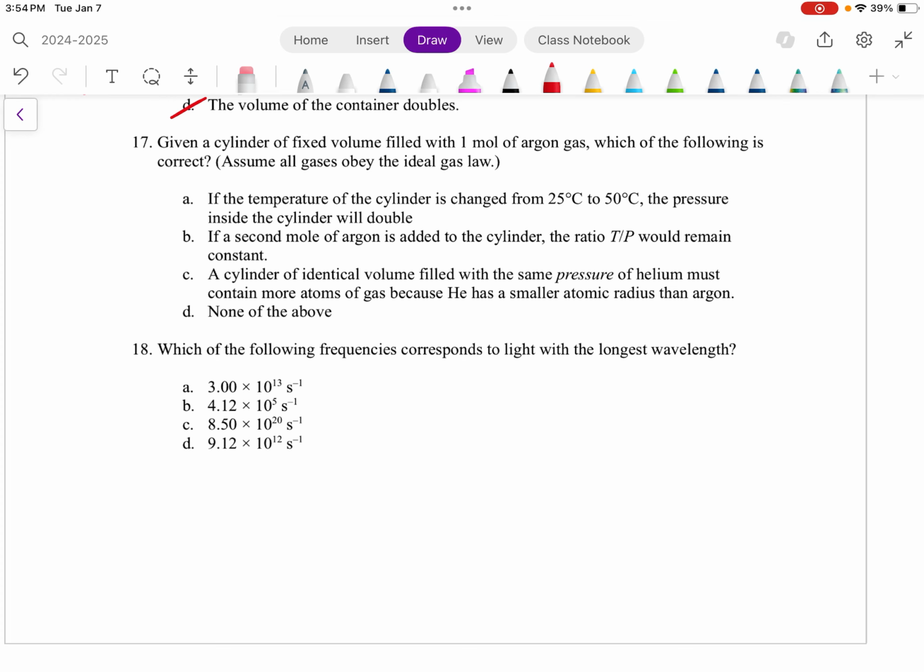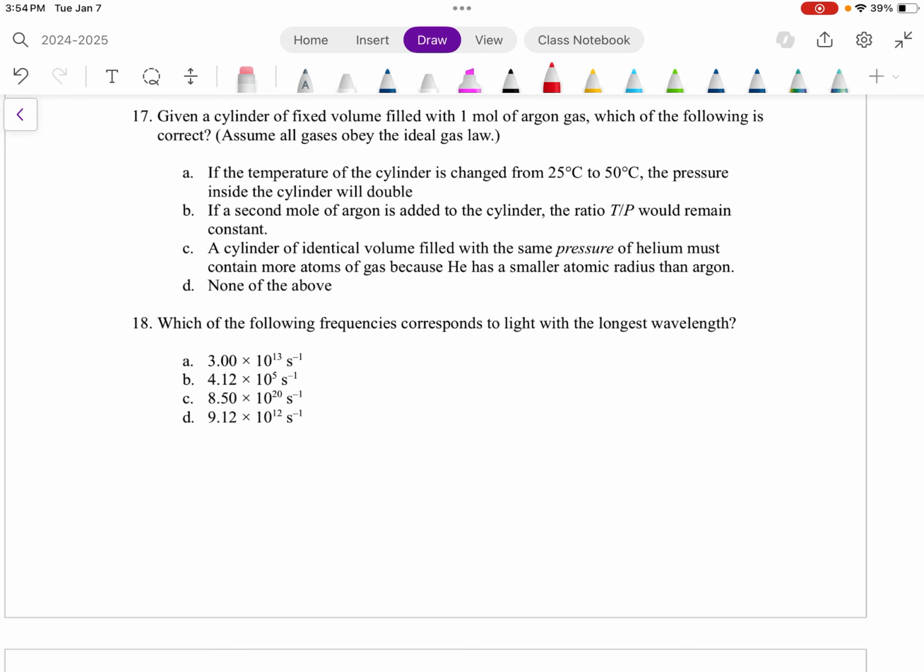So this one, given a cylinder of fixed volume, which of the following is correct? So I think the best answer here is D, none of the above, but let's go through it and make sure. So if the temperature of the cylinder is changed, the pressure will double. No, this is the trap. It's Celsius here. It will only follow that rule if it's in Kelvin. So that is not true. That is a classic AP trap question.